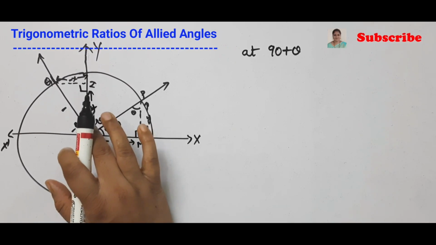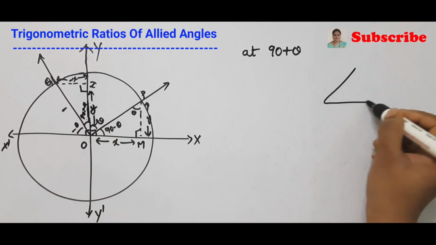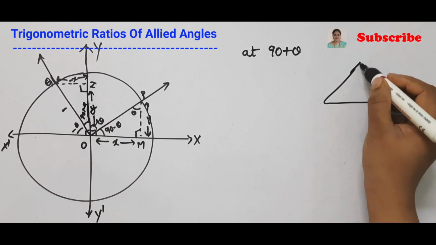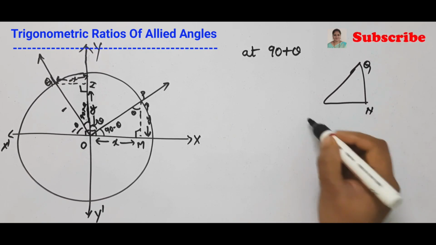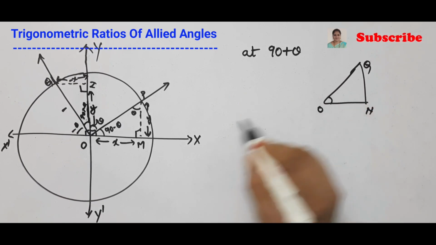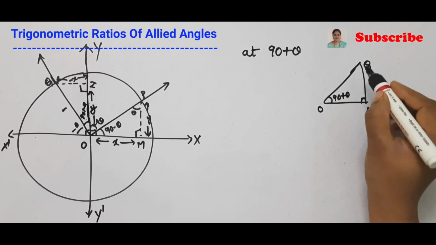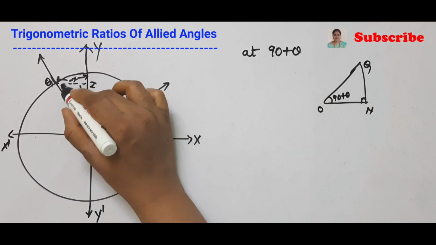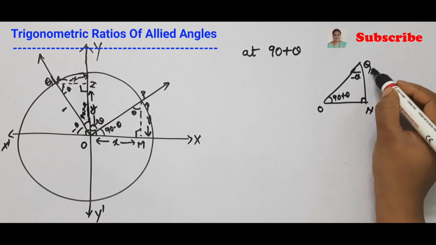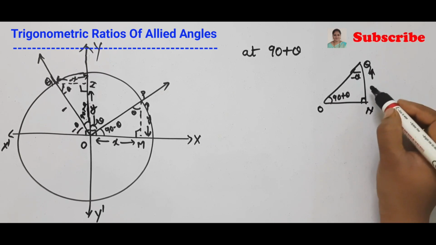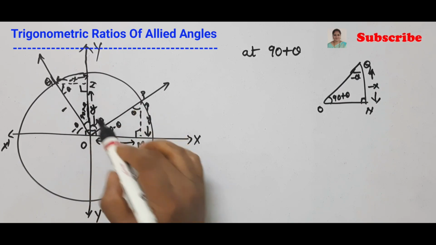Now let us draw the rough diagram of this triangle so that it will be more clear to you. So the triangle is here, Q, N, O. The angle at O is 90 plus theta. The angle at N is 90 degrees. The angle at Q is minus theta. The length of QN is minus x, so it is minus x here. The length of ON is y, so this is y.